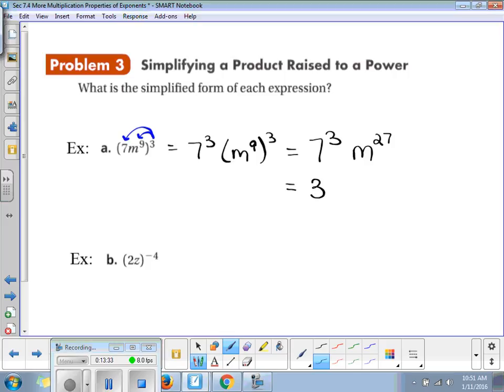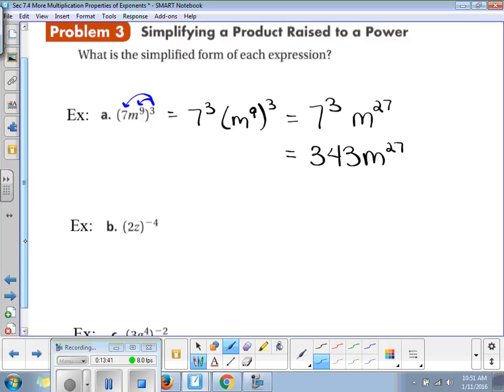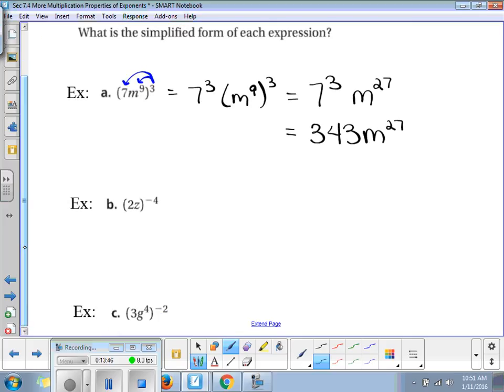So 343 m to the 27th is your final answer. Everybody good? All right. For example B, again, the -4 will get applied to everything inside the parentheses. So this will be 2 to the -4th times z to the -4th.